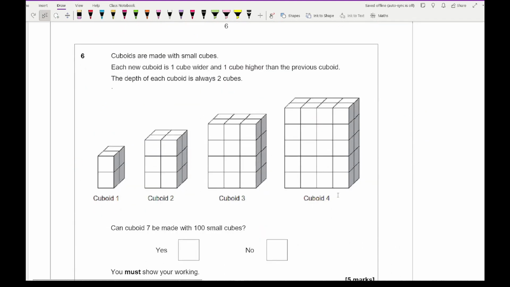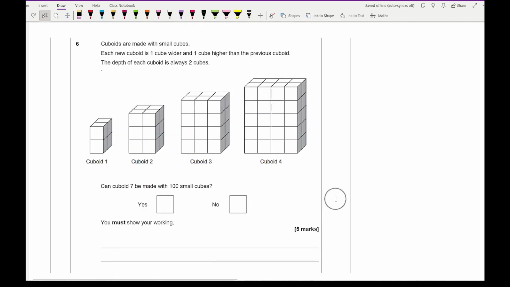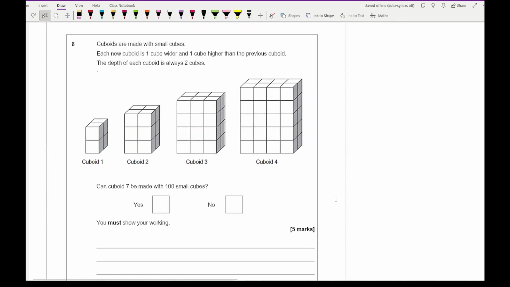Then moving on to our last question, it says cuboids are made with small cubes. Each new cuboid is 1 cube wider and 1 cube higher than the previous cuboid. The depth of each cuboid is always 2, and we've got our diagram here, and it says, can cuboid 7 be made of 100 small cubes? And it says you must show your working out, and this is a 5-mark question. So let me just zoom out to begin with.